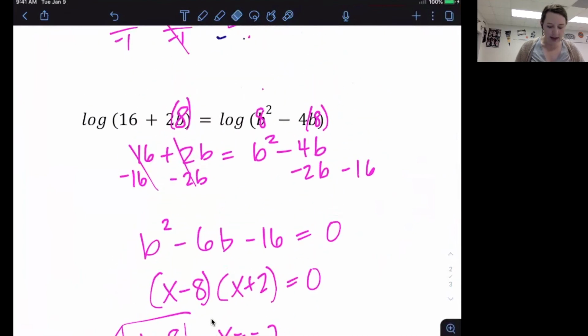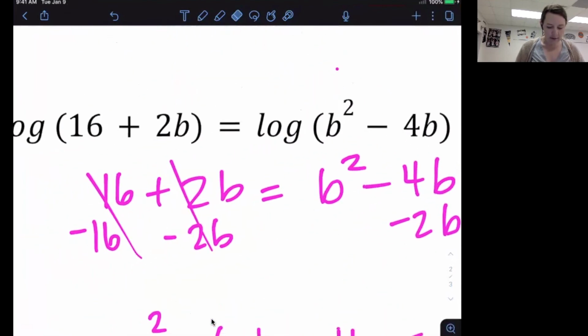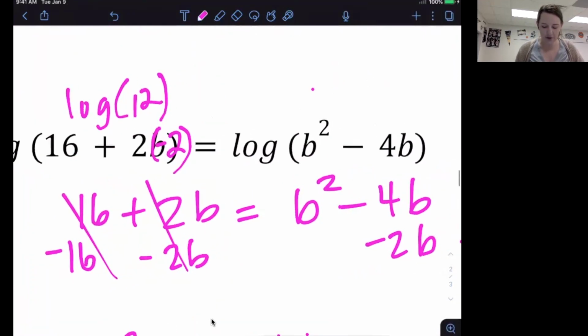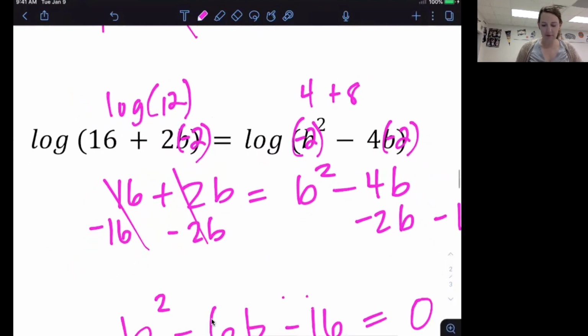Okay, let's plug in a negative 2. If I plug in a negative 2 right here, I've got 16 minus 4. So this is going to be log of 12. If I plug in a negative 2 on the other side, I've got negative 2 squared, which is 4, minus negative 8, so plus 8, which is also a 12.